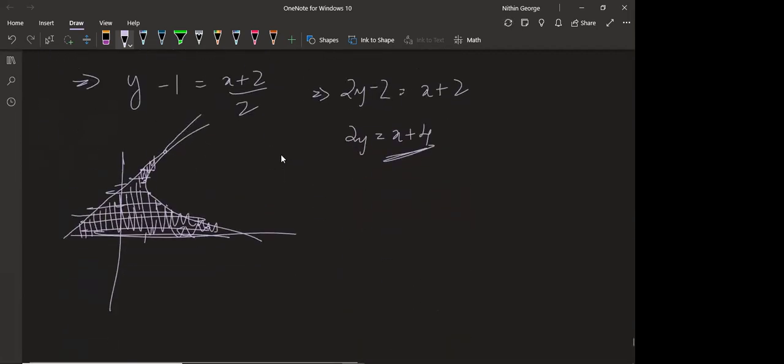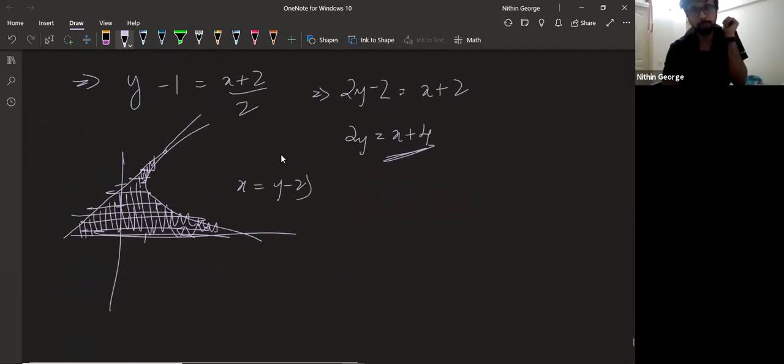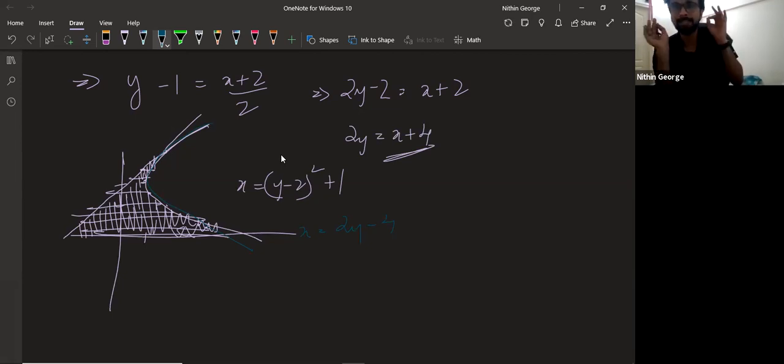x equal to y minus 2 the whole square plus 1. Okay, that is this curve. And the line, you write it as x equal to 2y minus 4. Both you simply subtract and integrate. For that you might have to find this point. That's the only tough part. You just need to solve both. That's all. Are you getting what I'm saying here?